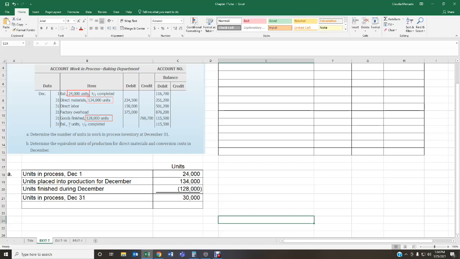Okay. So that means that I have 30,000 units sitting in my baking department in work in process that are pending to be completed. Okay. So that is basically requirement A. Determine the number of units in work in process as of December 31st. Well, I have 30,000 units in process.